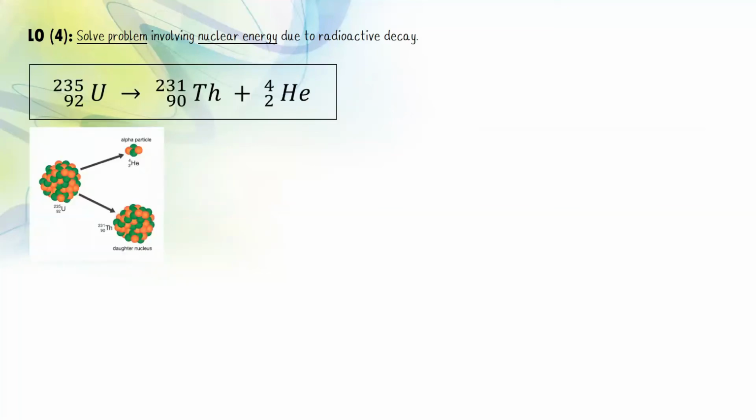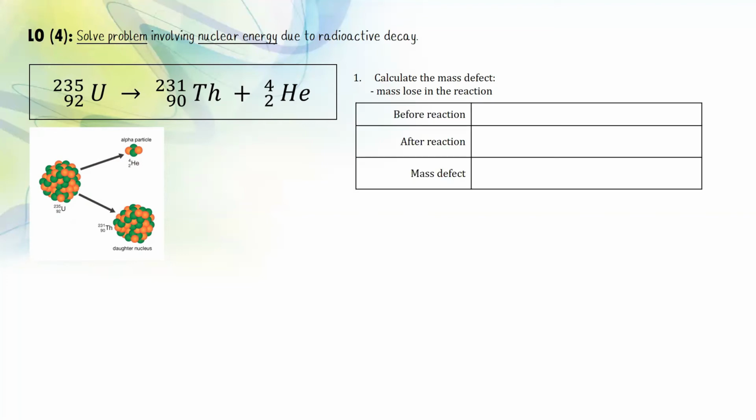Now, let's solve problems involving the equation introduced just now. We use the decay of uranium-235 here. Firstly, we calculate the mass defect, also understood as the mass loss in the reaction. So, we should calculate the mass before and after the reaction first, then the mass defect.